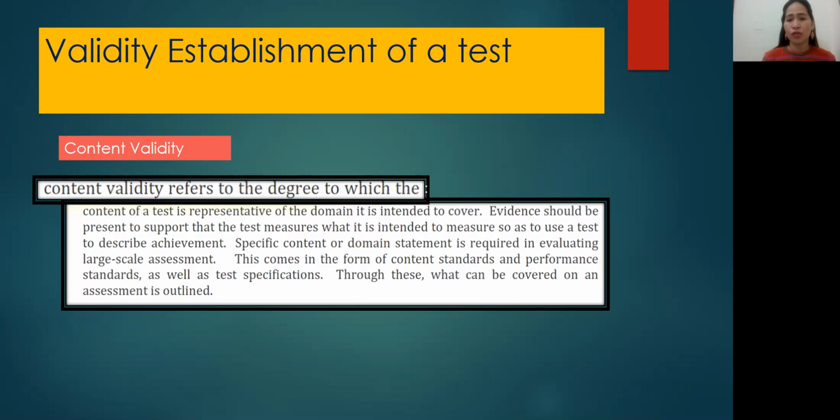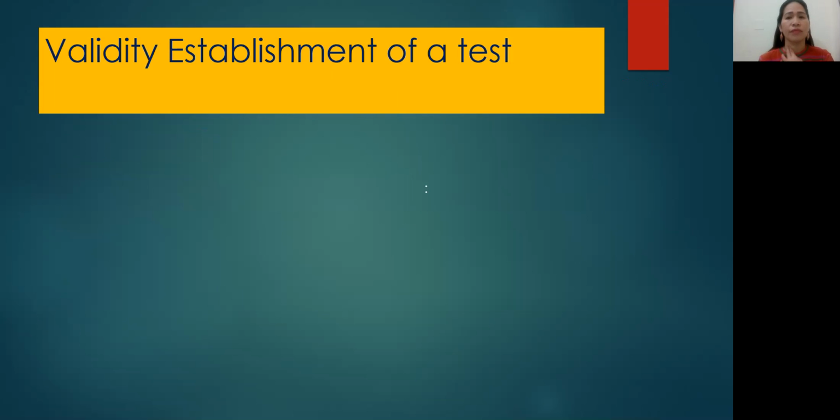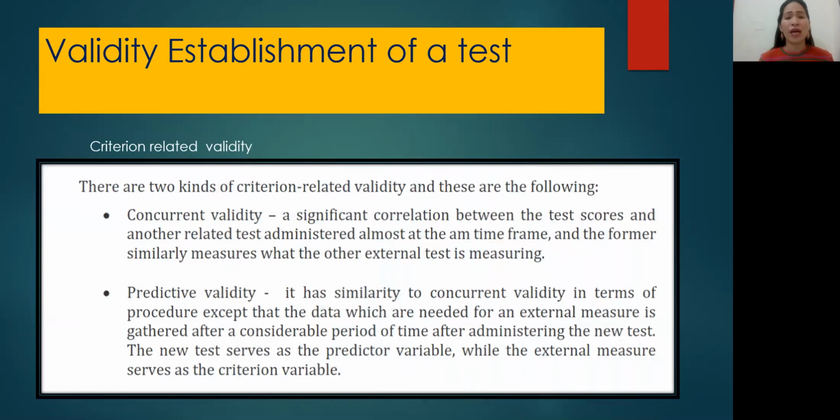A specific content or domain statement is required in evaluating large-scale assessment. This comes in the form of content standards and performance standards, as well as test specification. Through this, what can be covered on an assessment is outlined. Next is criterion-related validity. There are two kinds of criterion-related validity: concurrent validity and predictive validity.